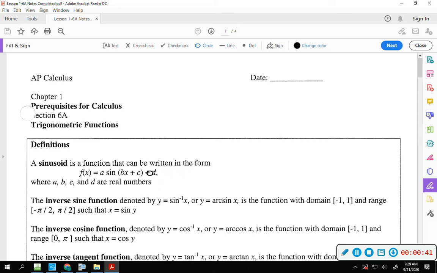D is the vertical shift. I refer to it as the center line because it's the center line of this function. And remember, b, once it's factored out front here, is going to impact what we call the period, the shrinking or stretching horizontally. Okay? The amplitude is the shrinking or stretching vertically. That's a quick review right there.